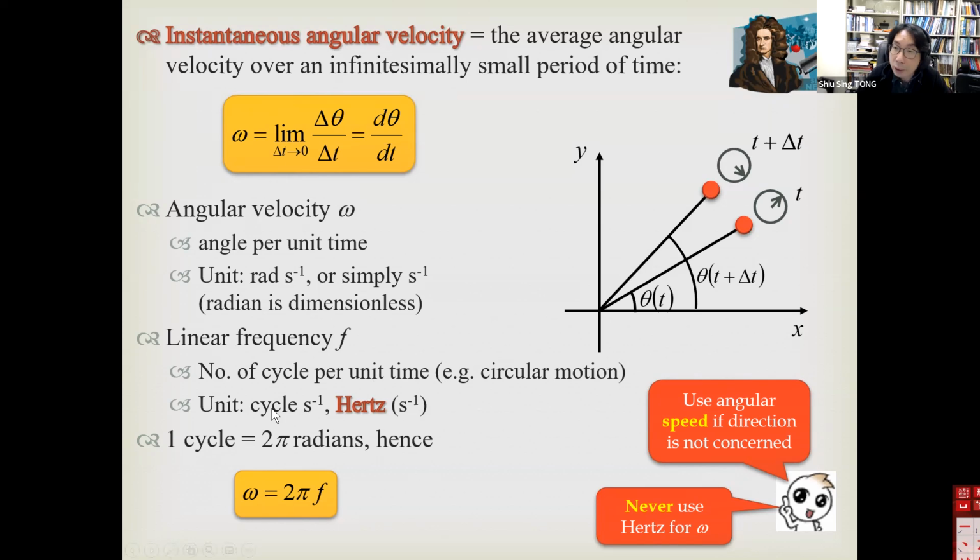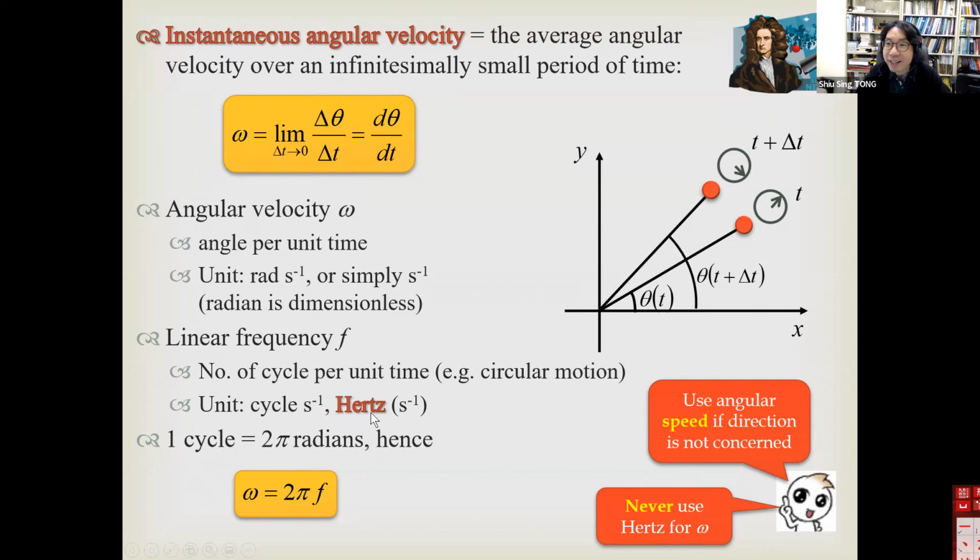So the unit for linear frequency is cycle per second, or simply per second. How many cycles per second? But the cycle itself does not carry dimension, so you can simply write it as per second. Now there's a special name, a special unit for the linear frequency, and that unit is Hertz.